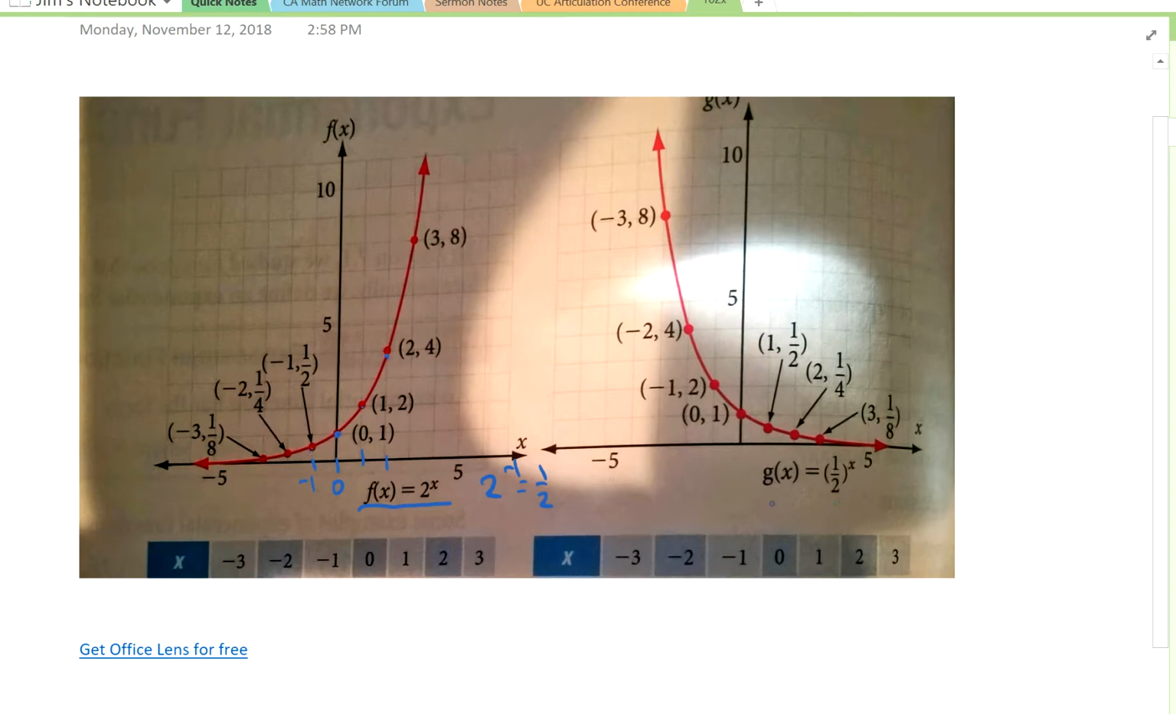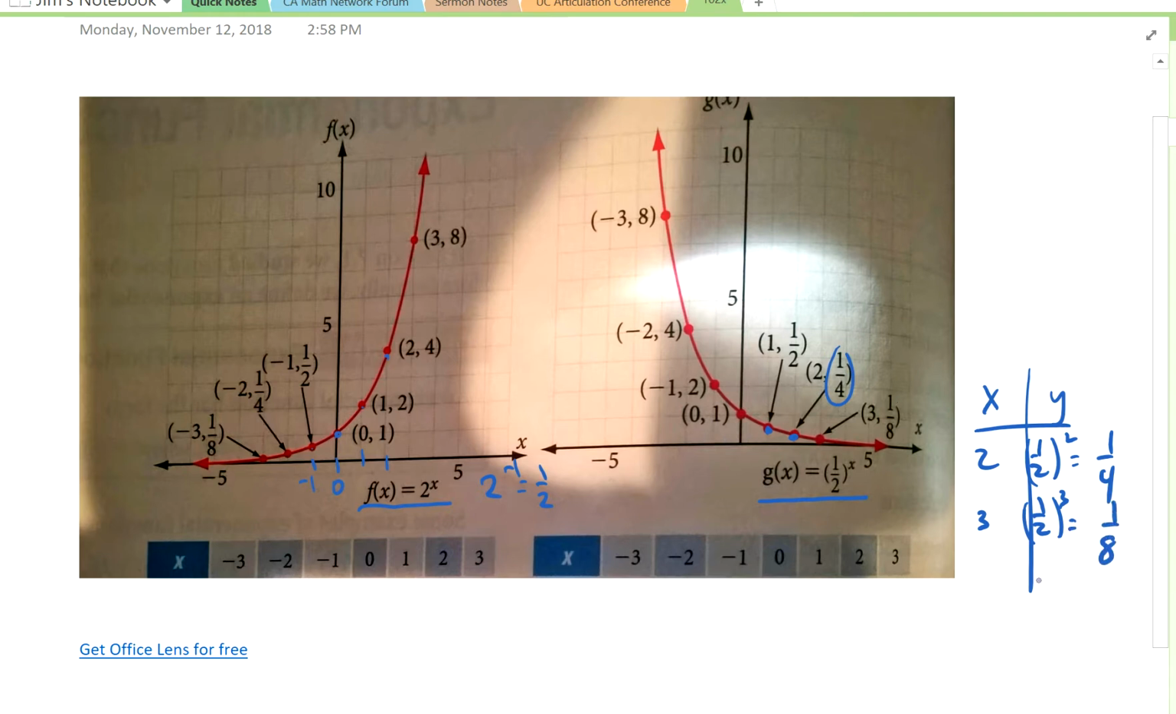Now, what happens here if I have 1/2 to the x? If x is 1, then this is 1/2 to the first, which is 1/2. If x is 2, then it's 1/2 to the second power, which is 1/4. That's where this 1/4 comes from. If it's 3, it's 1/2 to the third, which is 1/8.